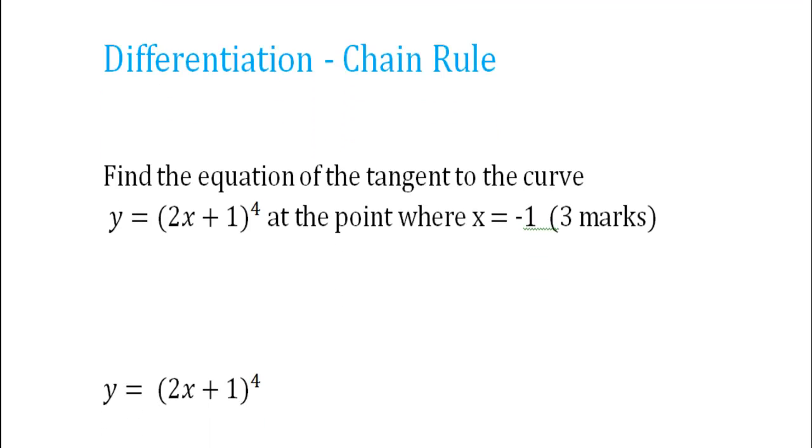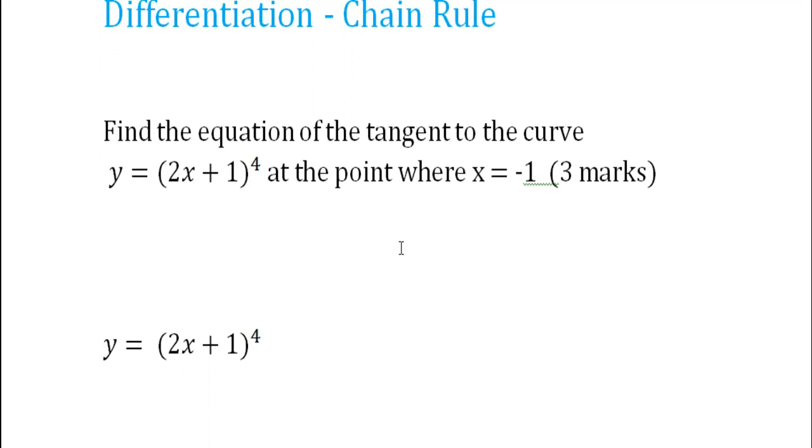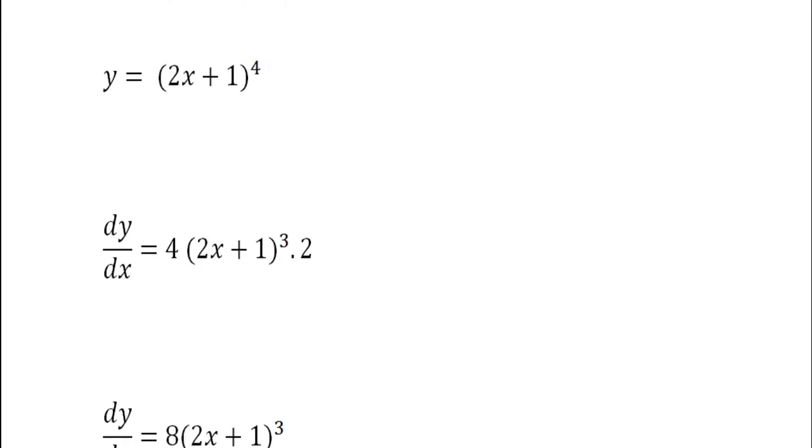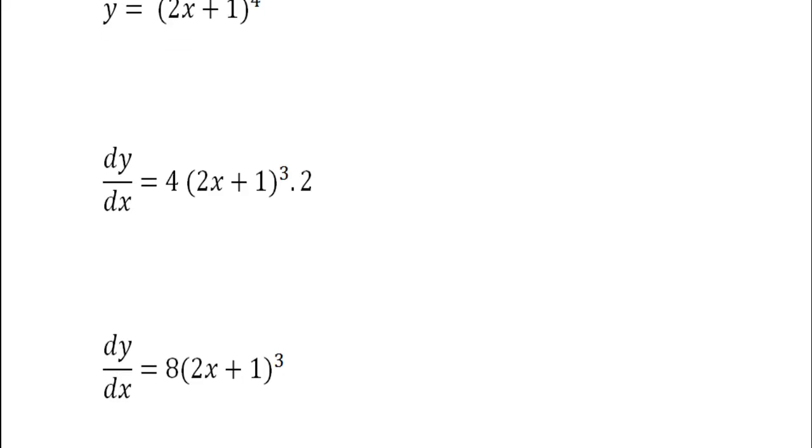So firstly we start with the function y equals (2x plus 1) to the power of 4, then we differentiate it using the chain rule. So that's dy/dx. You reduce the power by 1, bring that power out the front of the function, then multiply by the differential of the bracket. So then we know that dy/dx equals 8 outside the front of (2x plus 1) to the 3.